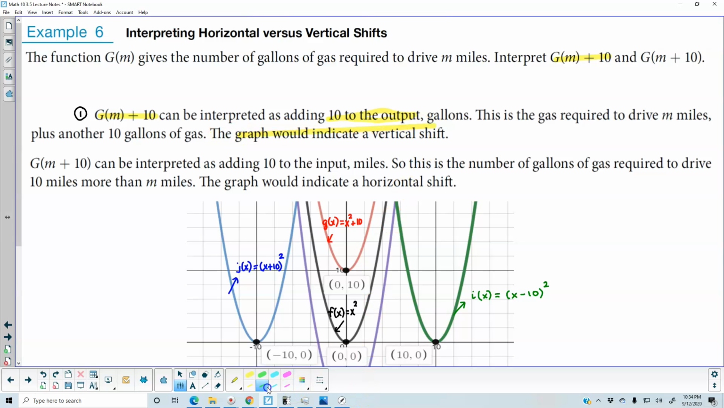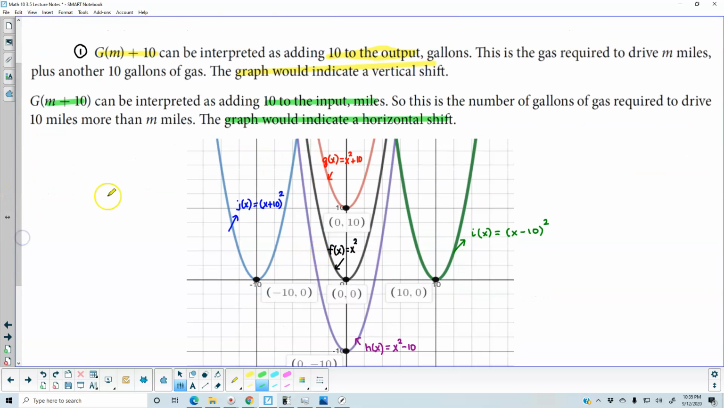Now g of m plus 10 can be interpreted as adding 10 to the input. So this is the number of gallons of gas required to drive 10 miles more than m miles. So the graph would then indicate a horizontal shift.